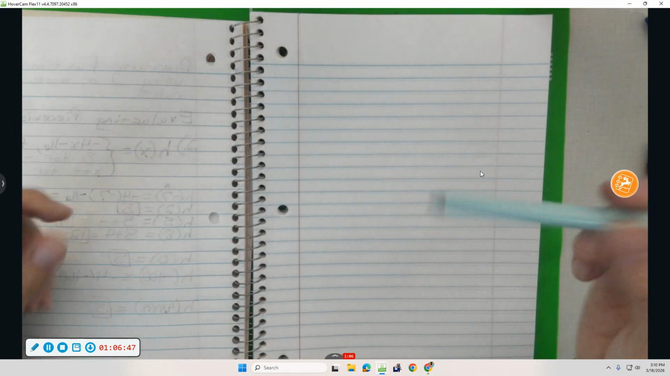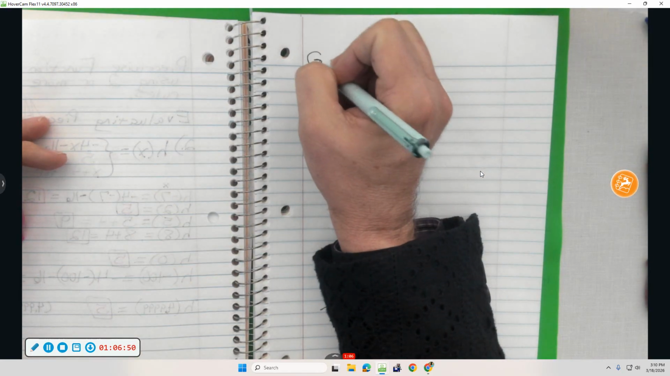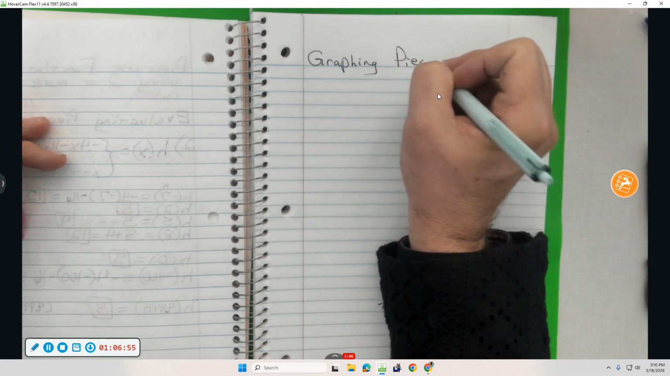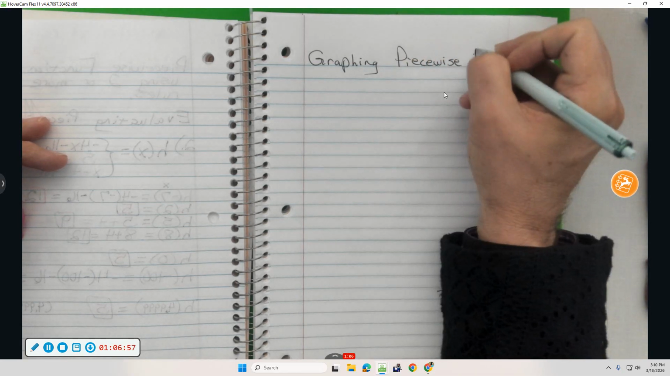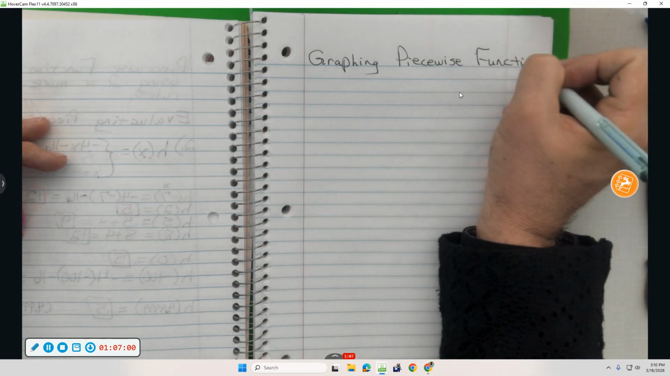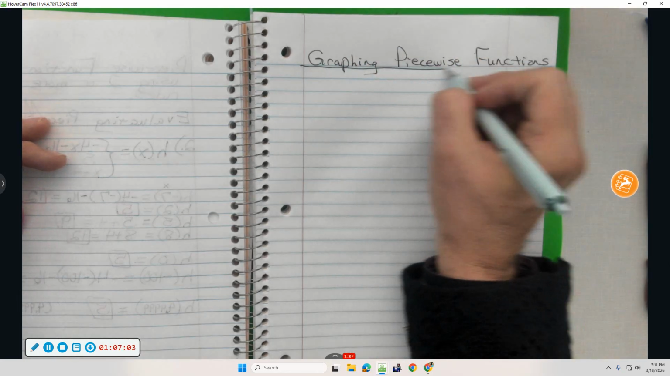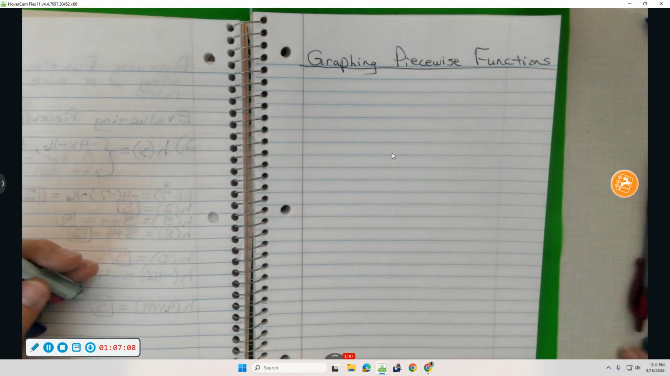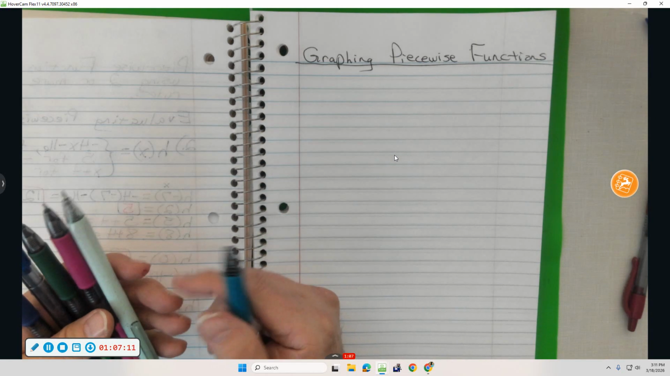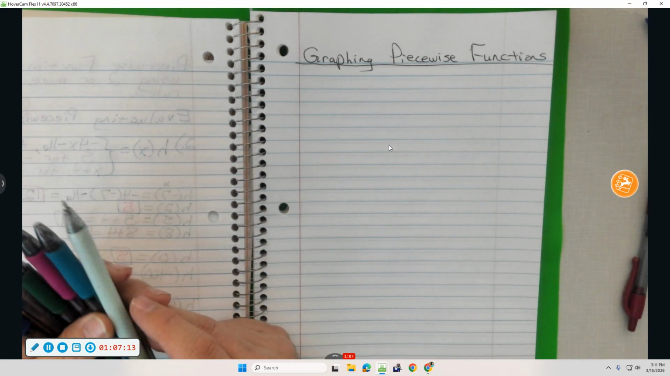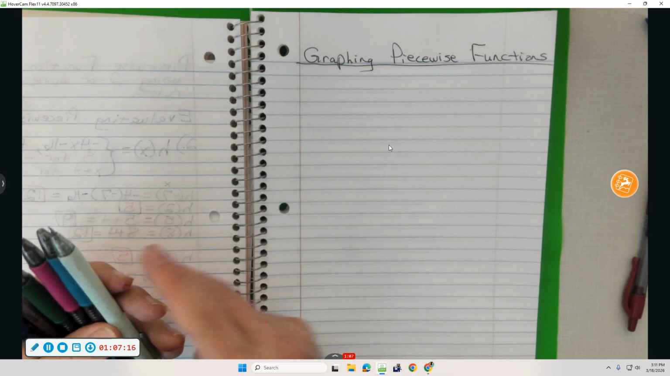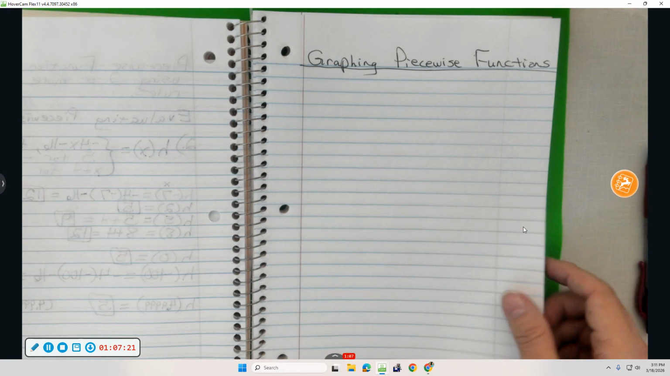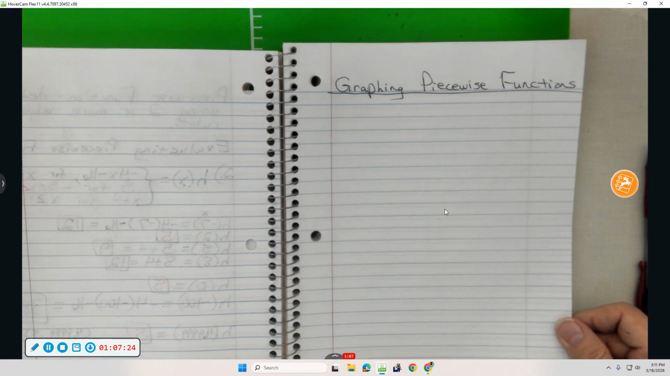So, graphing piecewise functions. And when graphing piecewise functions, it just works out so much smoother if I have different colors for each piece. So if I'm going to be using some different colors here, and if you can't read it, yell it out to me, okay?